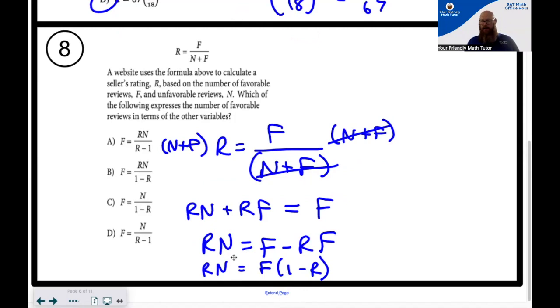And I need to have an Rn in the numerator, so that's B. All right. So I need an Rn in the numerator, so A could have worked, but it doesn't, because I'm not divided by R minus 1, I'm divided by 1 minus R.